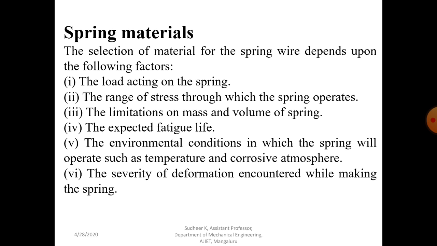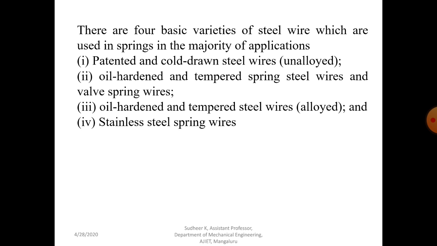Based on this, there are four important steel wire materials used in springs in the majority of applications. The first one is patented and cold drawn steel wires. The second one is oil hardened and tempered steel wires and valve spring wires. The third one is oil hardened tempered steel wires, and the fourth one is stainless steel spring wires. These are the different steel wires, based on different grades.